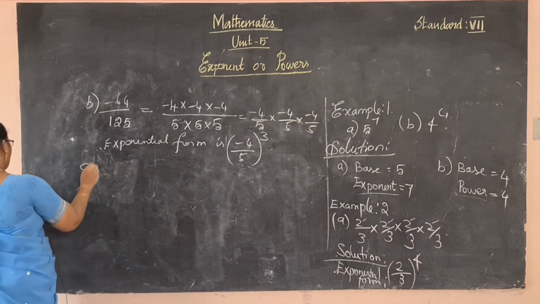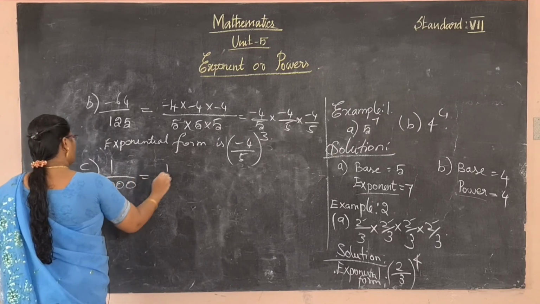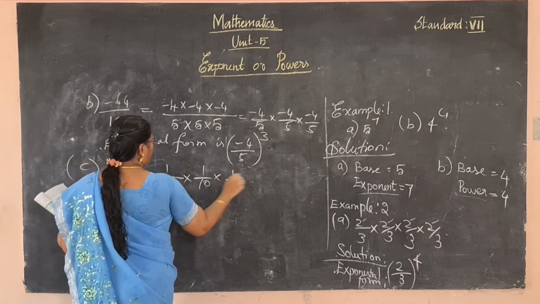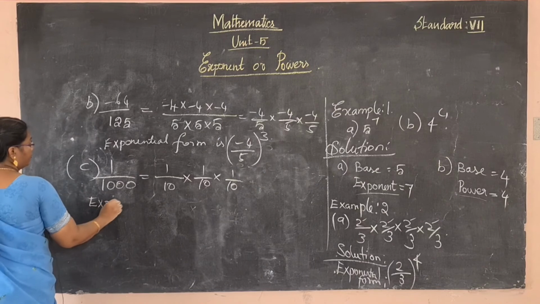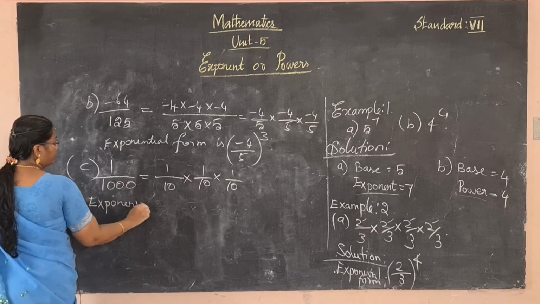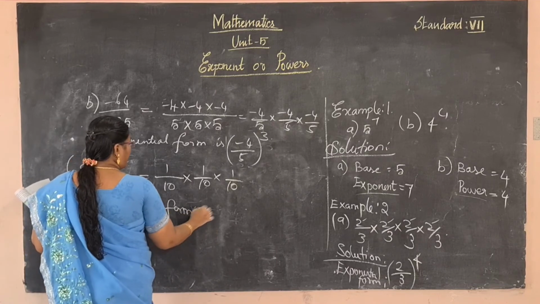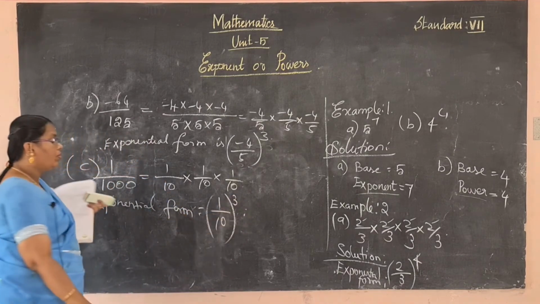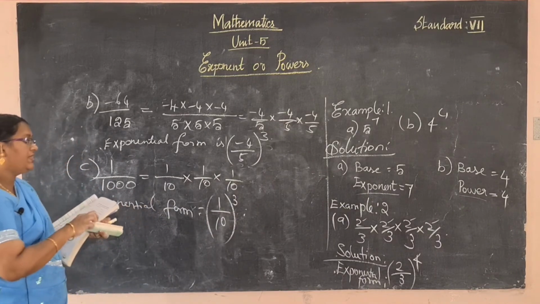Okay, and C, problem 1 by 1000. So 1 by 1000 can be written as 1 by 10 into 1 by 10 into 1 by 10. So our exponential form is 1 by 10 the whole power of 3. And see the example 3.